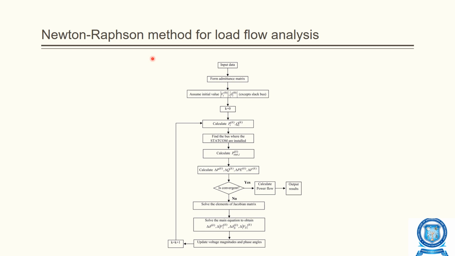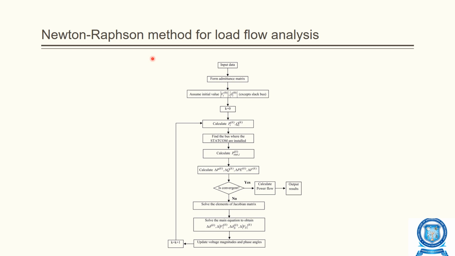Then you are supposed to calculate the real and reactive power of that particular iteration. Find out whether a STATCOM is installed at the bus or not. Again you need to calculate the P value. Now let us calculate the delta P, delta Q, delta Pe and delta F values. Check for convergence. If convergence is attained, then calculate the power flow and the result is displayed. If convergence is not attained, then solve the equations of the Jacobian matrix.